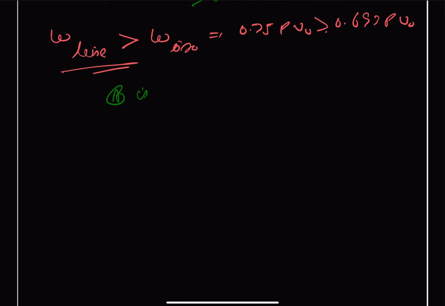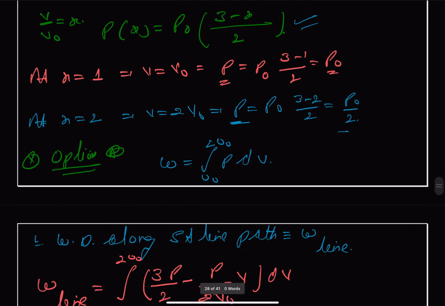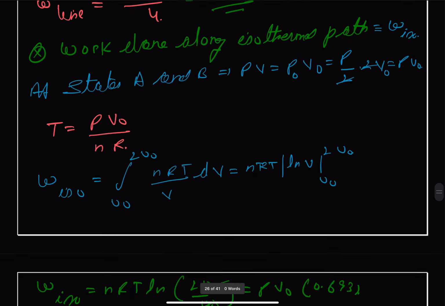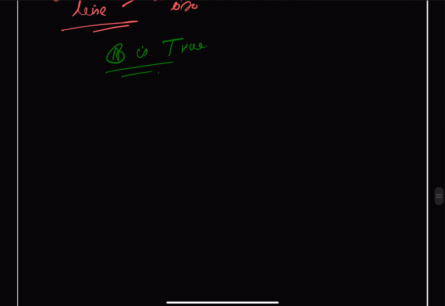A is true. Now we come to statement B, and it states that in the TV diagram, the path AB becomes a part of a parabola. So we start with option B. For the TV diagram, it becomes part of a parabola.